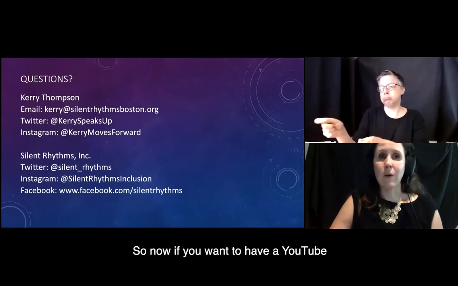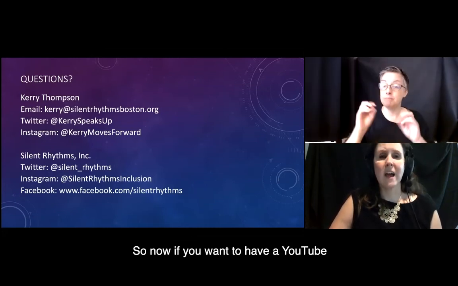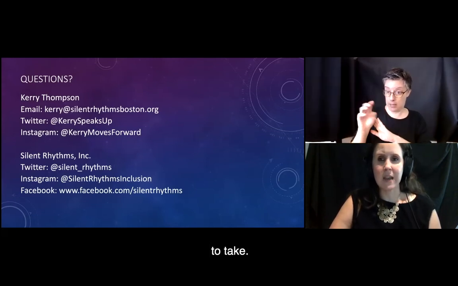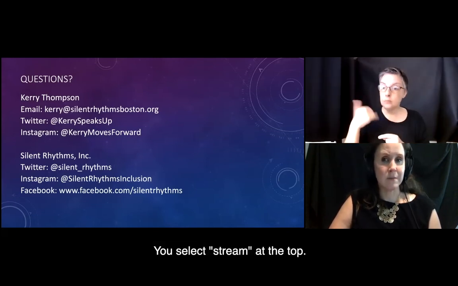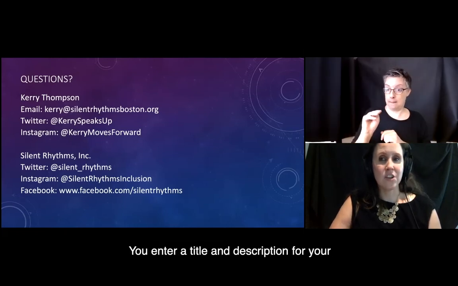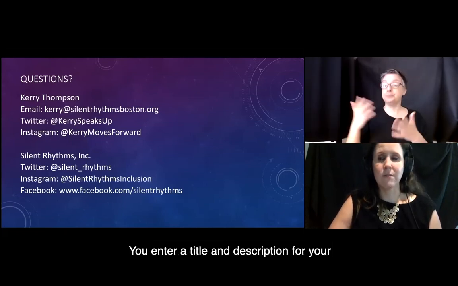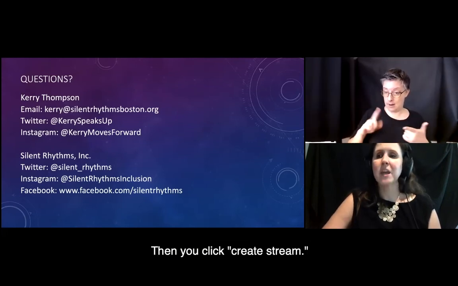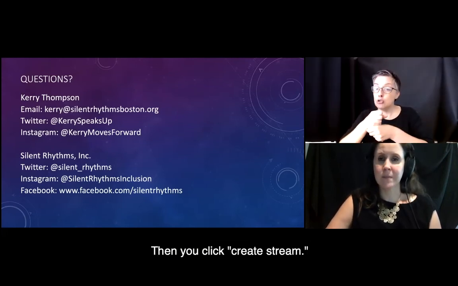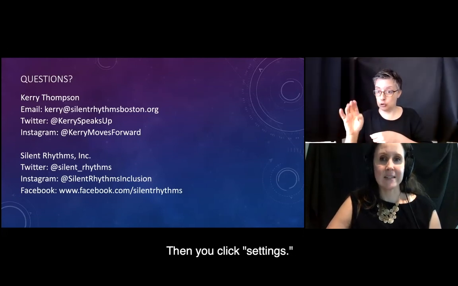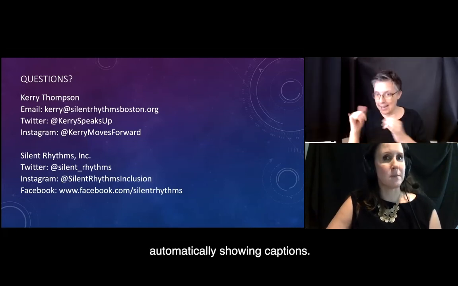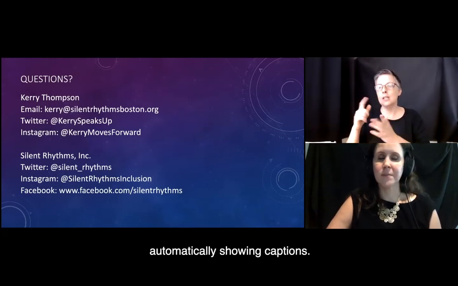So now, if you want to have a YouTube live stream event, these are the steps you need to take. You select stream at the top, you enter a title and description for your live event, and then you click create stream. Then you click settings and you toggle on caption. So then now your YouTube live session is automatically showing caption.